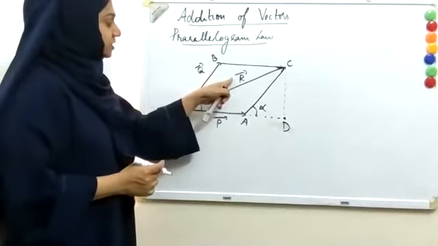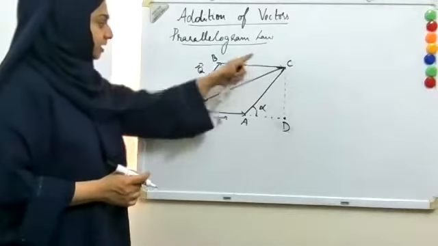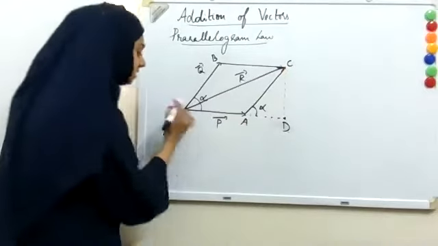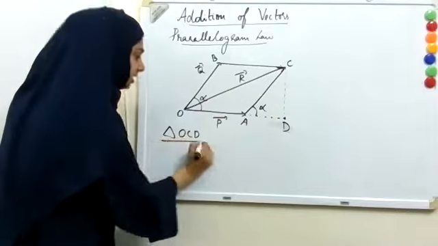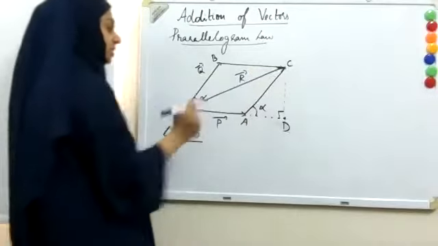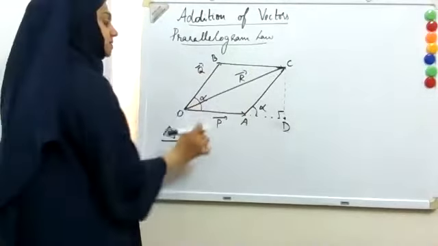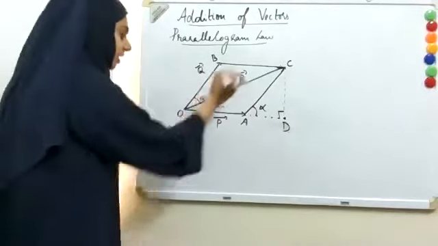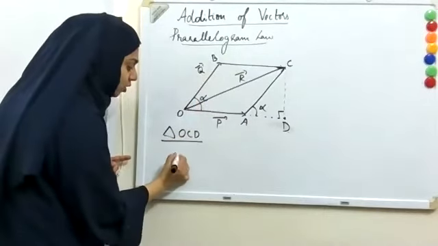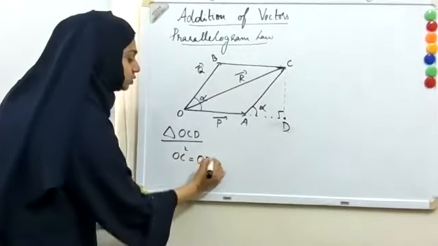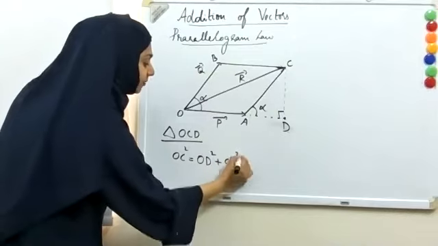Now, we need to get the magnitude of the resultant vector R. So for that, let me consider this triangle OCD. This is a right triangle because this angle is 90 degrees. I have drawn a perpendicular here to AD. So I have a right triangle where the hypotenuse is OC. So for this triangle, OC squared is equal to base squared plus altitude squared, that is OD squared plus CD squared.